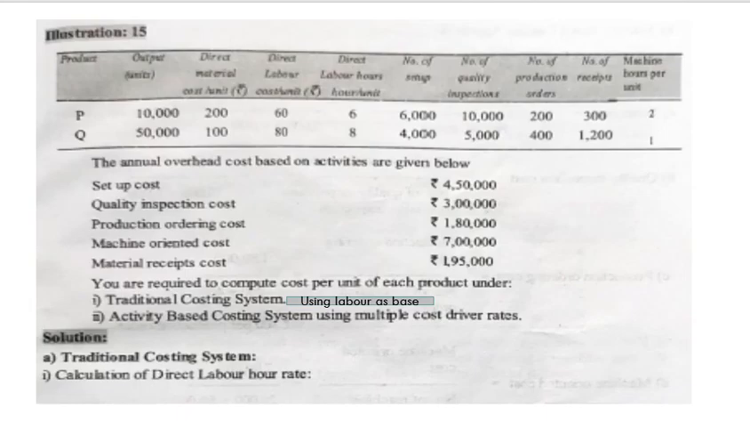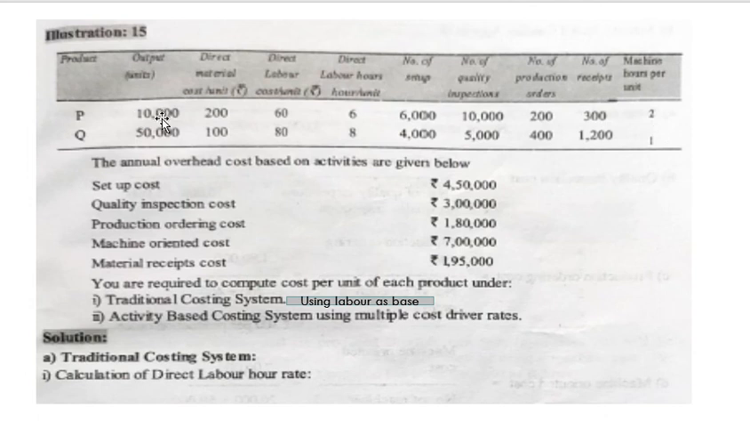And the next activity is machine oriented, which is 7 lakh. So machine oriented will be taking the base as machine hours. So anything related to machine oriented cost will be divided by the number of machine hours. So the machine hour per unit is 2. So they have given for per unit.